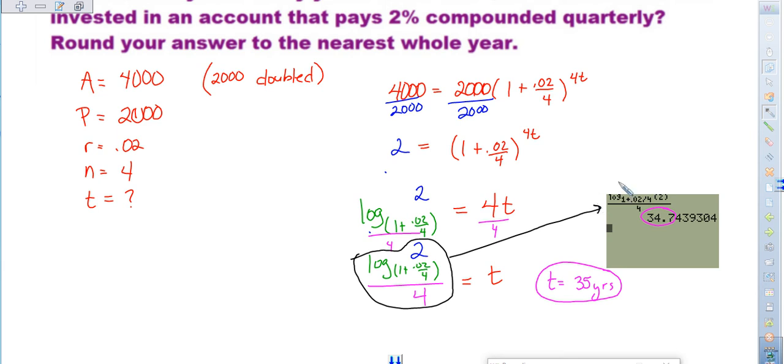I'm suggesting that you use alpha y equals to get your fraction bar, and then it's math alpha. Math is the shortcut for the log. And it'll go log, and then it'll give you a base, and then it'll give you the actual thing you're taking the log of. Okay? And then we get 34.7, since it said round to the nearest whole year. 34.7 rounds up to 35.